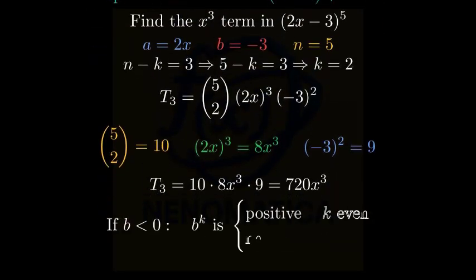A quick note: if b is negative, signs alternate according to the power k. Even k gives a positive contribution from b to the k. Odd k gives a negative 1. That's why our x cubed term here was positive.